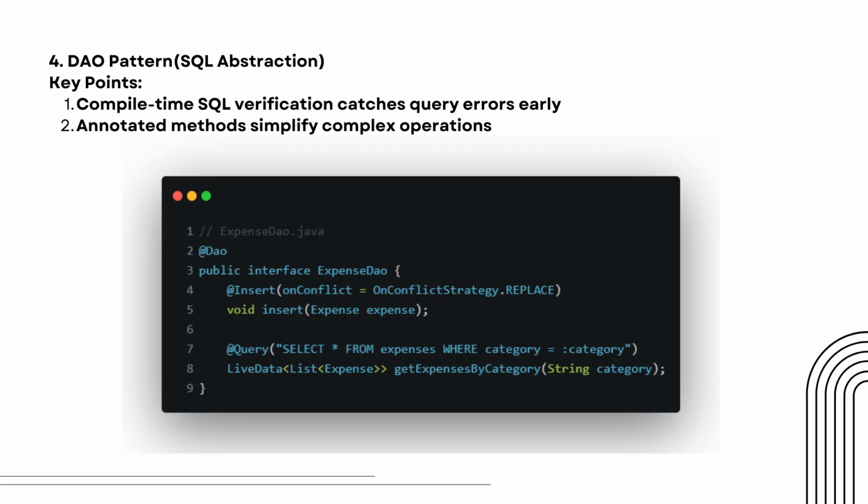Next, we have the DAO pattern. Underpinning these layers is the DAO pattern, where interfaces like expense DAO abstract SQL queries. Compile time verification of query statements catches errors early, while annotations like insert standardize conflict resolution. By isolating database operations this way, we ensure maintainable, type safe data access through the app's lifecycle.